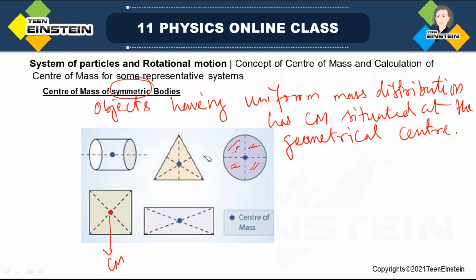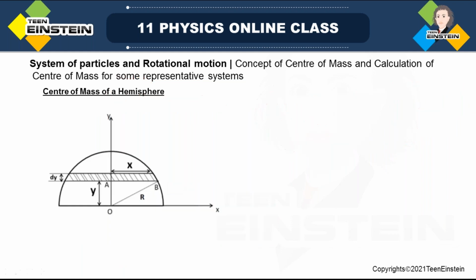Like see, this is a cylinder, this is triangle, and see, in these cases, all of them have uniform mass distribution, okay. All of them have uniform mass distribution. That's why the center of mass is at the center, geometrical center of the object itself. Okay. All right. So I'll just take up at least one or two examples how to calculate center of mass for some typical systems. Like I have a system here. Suppose I have a system.